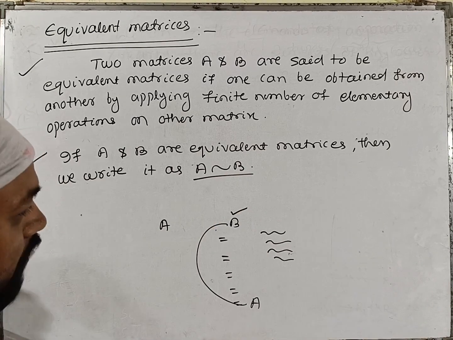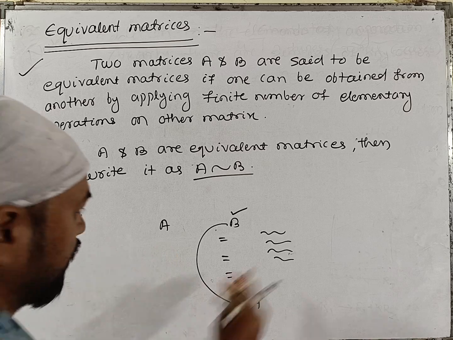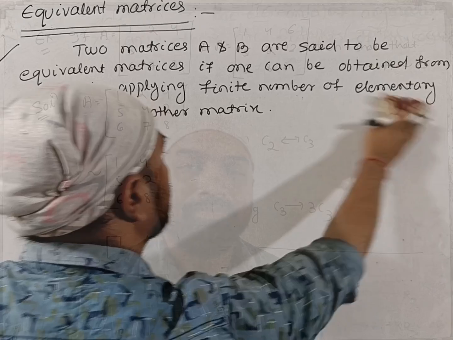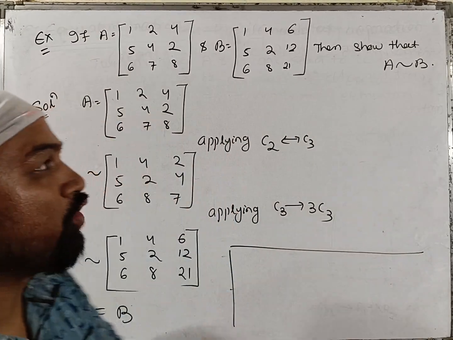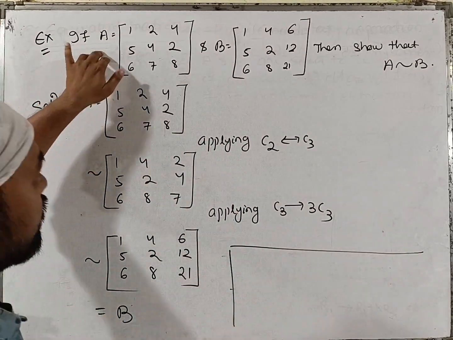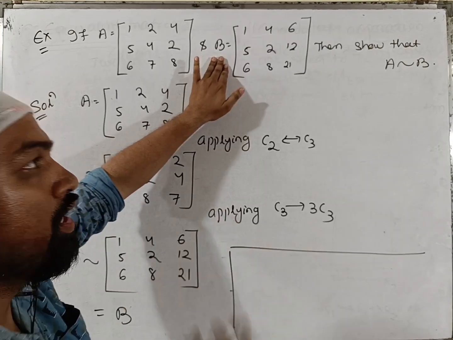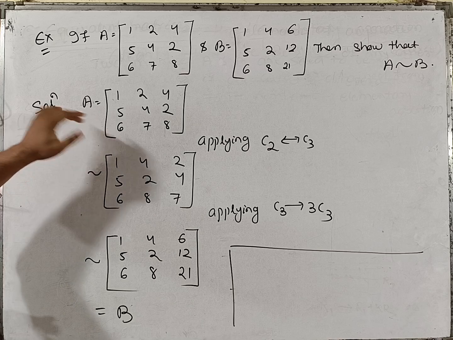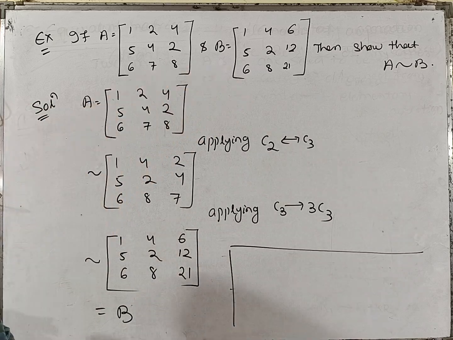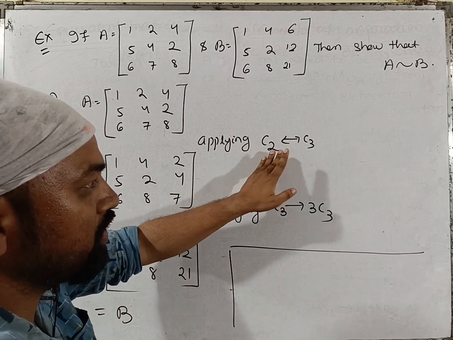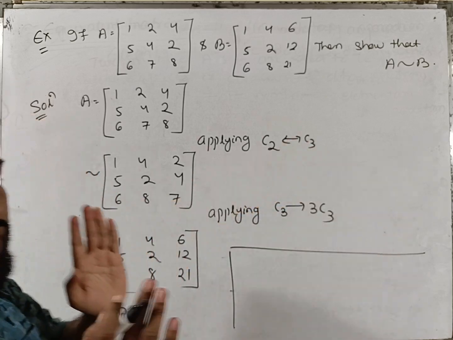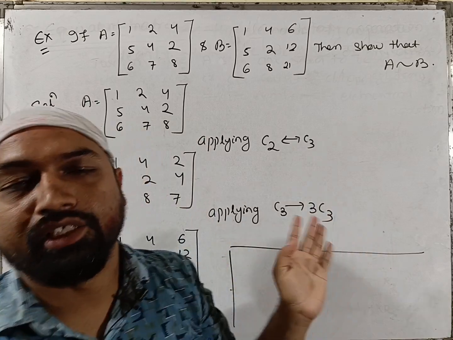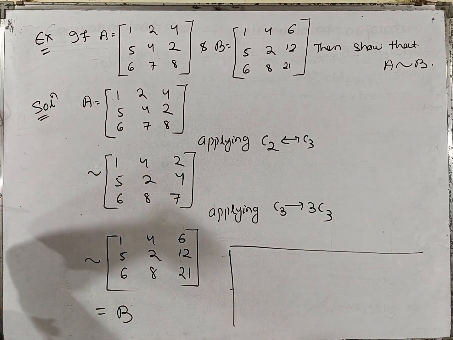Let us discuss an example based upon the equivalent matrices. It is given that there is a matrix A and a matrix B of order 3, and you have to show that A is equivalent to B. So let us consider the matrix A. First of all, apply an elementary transformation: C2 is interchanged with C3. That means the positions of the elements of C2 and C3 are interchanged, and we get a new matrix.